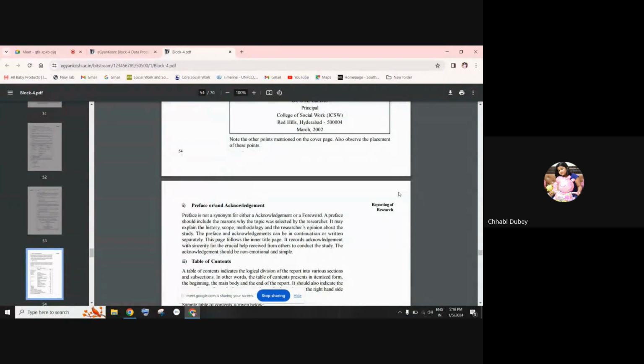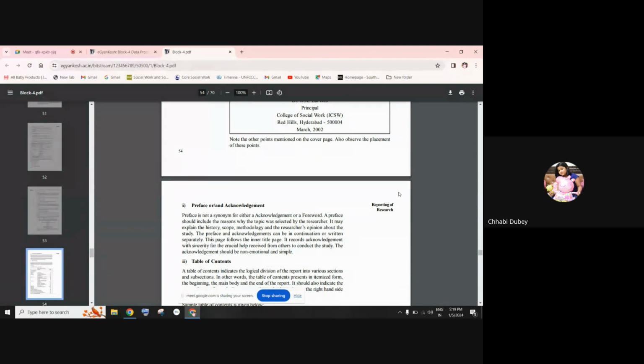Then after the title page, you will have the preface or the acknowledgement. Now, the preface should include the reasons why the topic was selected by the researcher. So, why has the researcher selected the particular topic? It may explain the history of the research, the scope of the research, the methodology, and the researcher's opinion about the study. Okay, and it should be in continuation or it should be written separately.